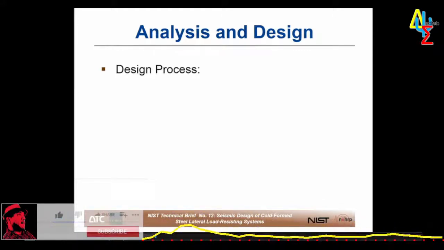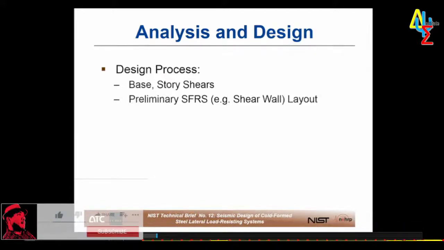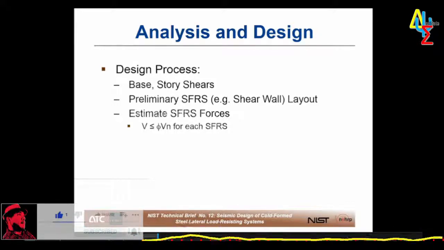The basic process for design of a structure with the CFS lateral system is really no different than that of any other type of structure. For example, your base and story shears are calculated in accordance with the applicable building code, typically ASCE 7, although like we mentioned, it could be ASCE 41 or some other code. A preliminary layout of your shear walls or frames would be completed. Then, based on the calculated story shears and the layout of your seismic force resisting system, the forces in each wall or frame would be calculated to ensure that the demand doesn't exceed the capacity of the selected frame or wall.